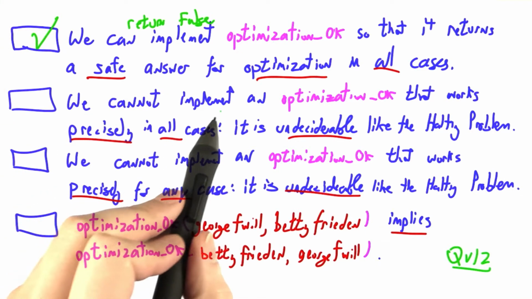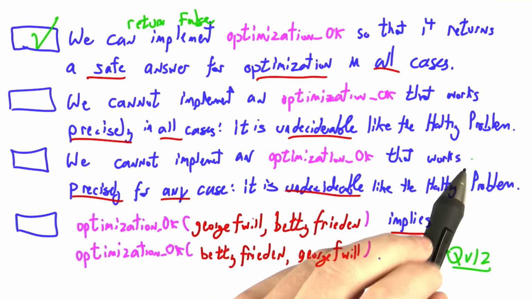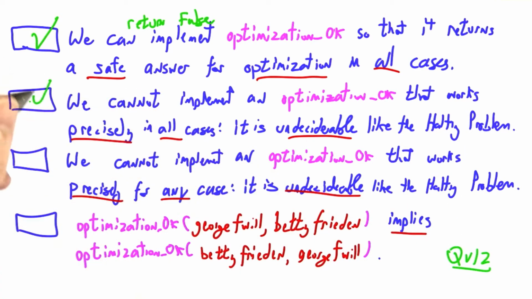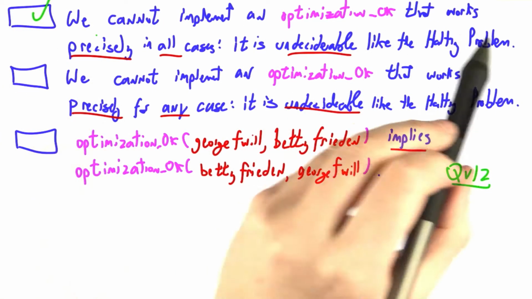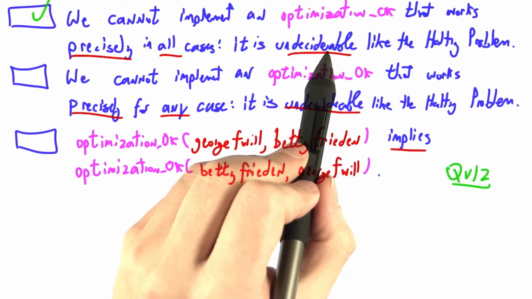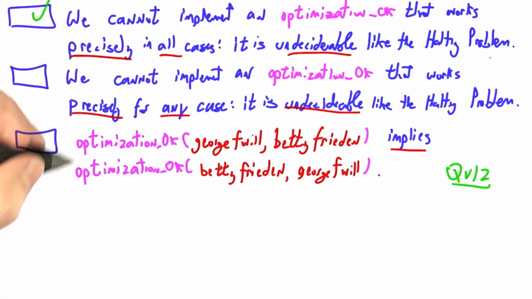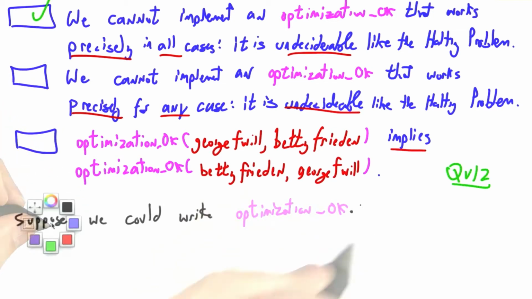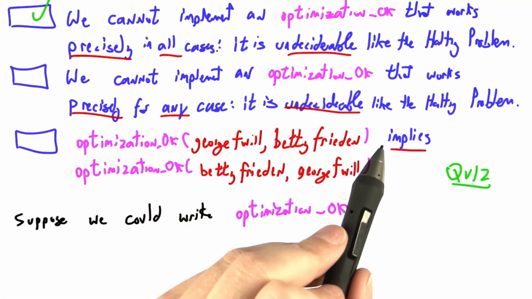We cannot implement an optimization OK that works precisely in all cases. It is undecidable like the halting problem. This, sadly, is true. I'm going to sketch an answer for this, a formal proof that something is impossible, like the halting problem. It's a little beyond the scope of most of this class, but let me show you how it would go. Suppose we could write optimization OK in a way that was precisely correct in all cases.